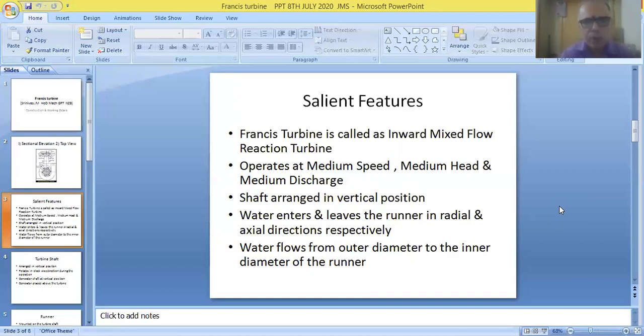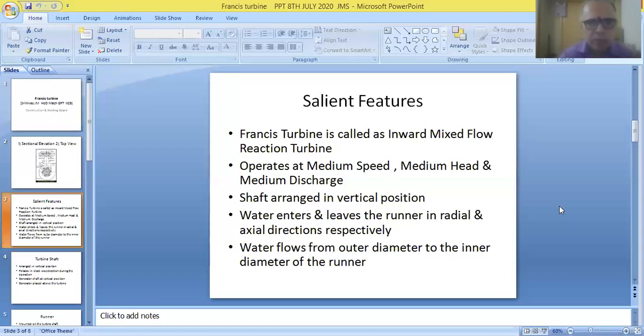And secondly, we have talked about all these factors. This turbine will be operating at a medium speed. The speed of the turbine will be around 300 RPM, varying between 60 to 300 RPM. So it's a medium speed turbine. And it will be absorbing liquid energy in moderate quantities. It's called a medium head turbine. It will be using water in moderate quantities. So it's also called a medium discharge turbine. These are the salient features.